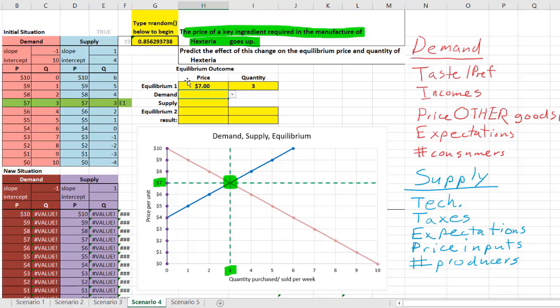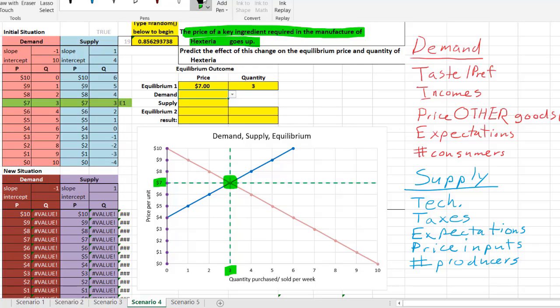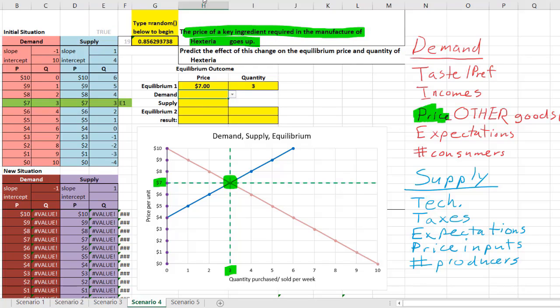Okay. Now, we can think about whether this shifts demand or supply. Price of a key ingredient. Price appears in both demand and supply. I've got price of other goods for demand, and those are specifically substitutes or complements. And then I've got price of inputs. So which one are we looking at? Well, it says a key ingredient required in the manufacture of Hexteria. That would be an input, right? So I'm definitely looking at this right here. This is a supply factor.